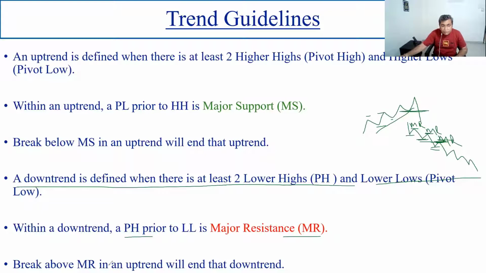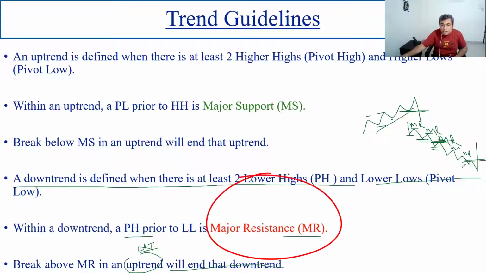Now a break above the major resistance in an, I'm sorry, this is not an uptrend, this is a downtrend here. I think this is my typing mistake. It will end that downtrend. So what does it mean? You have a series of lower lows and lower highs, and you have major resistance along the way. But whenever this major resistance gets broken, right? So now we have a price movement that has broken the major resistance, that will end this downtrend.